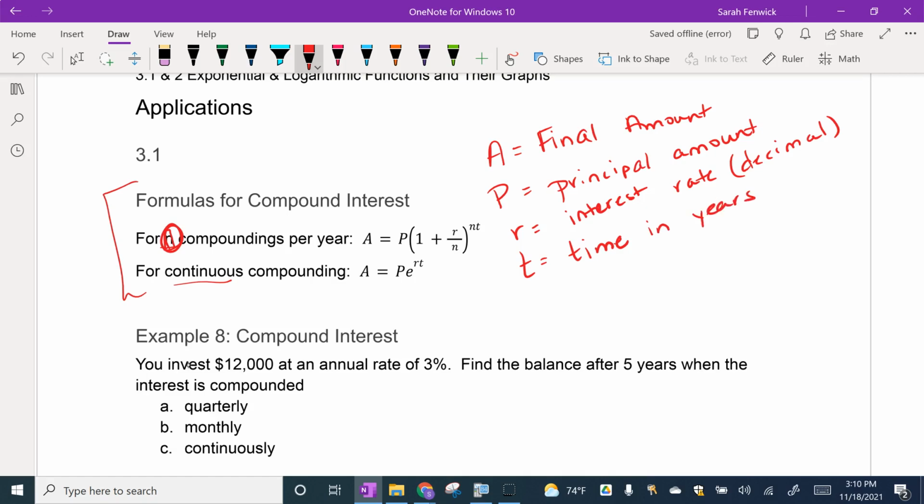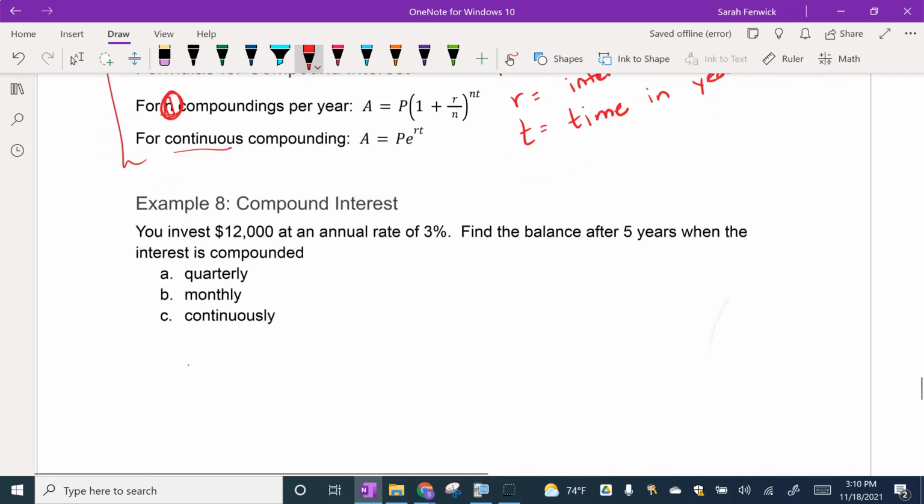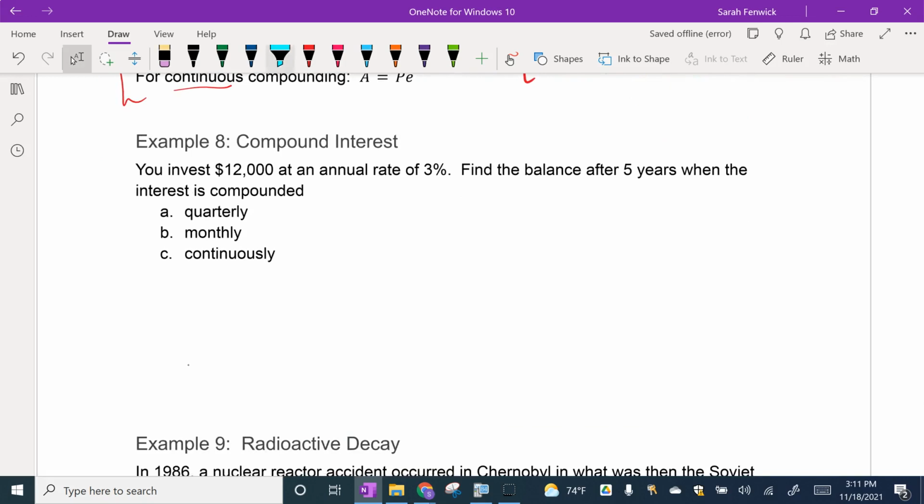So if it says it's compounded quarterly or monthly or daily or weekly, anything like that, you use the top formula. If it's compounded continuously, you use the bottom formula. Looking at example 8, you invest $12,000, that's P, at an annual rate of 3%. I'm going to put 0.03 for R. Find the balance after 5 years when the interest is compounded quarterly, monthly, and continuously.